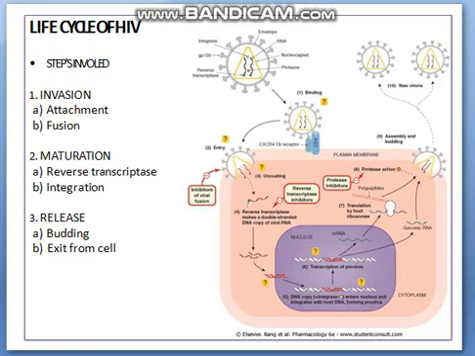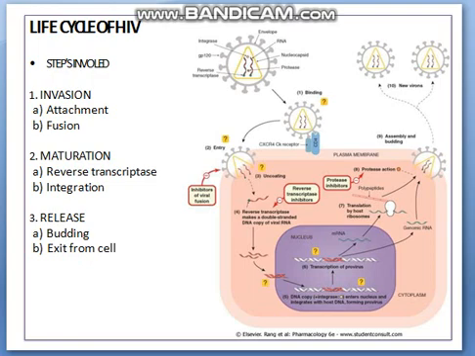And first is reverse transcription, meaning the changing of nucleic acid from RNA and then again converting it to DNA. So this is the reverse transcriptase. And integration is the second step in the maturation.